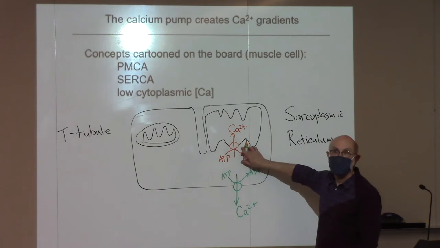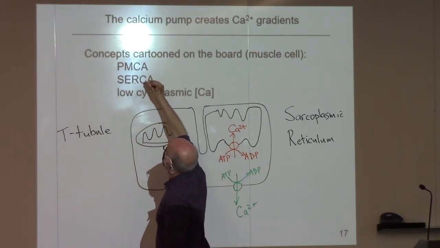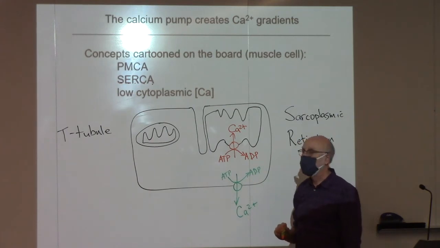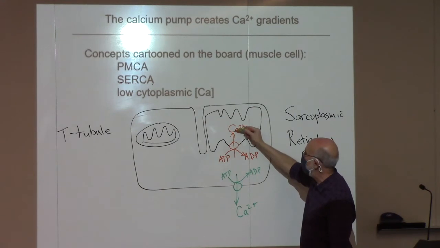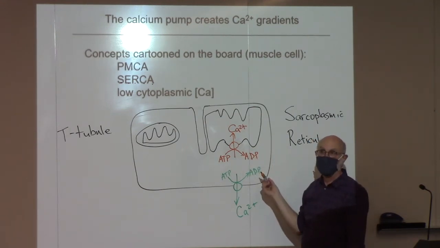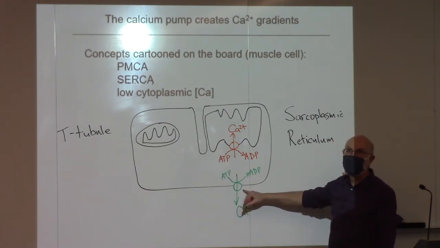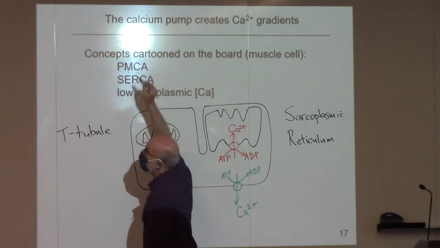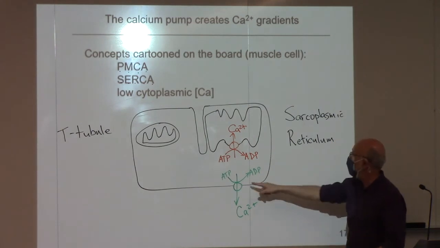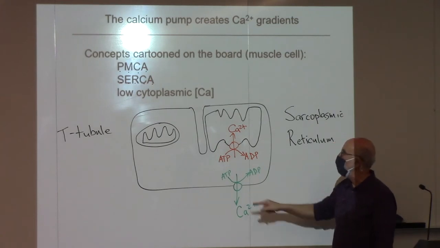What is this protein called? SERCA. Sarcoplasmic endoplasmic reticulum calcium ATPase. What is this one called? PMCA. Plasma membrane calcium ATPase. It's in the plasma membrane. The surface membrane is also called the plasma membrane. Calcium ATPase.